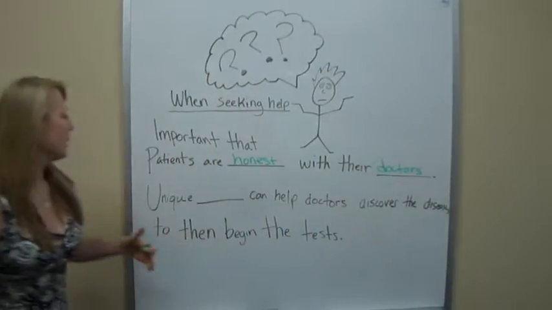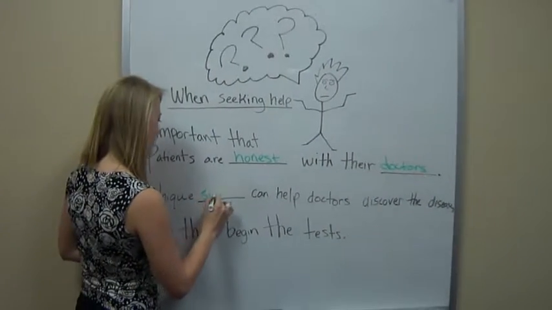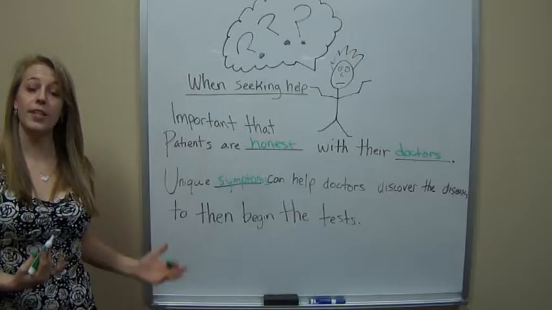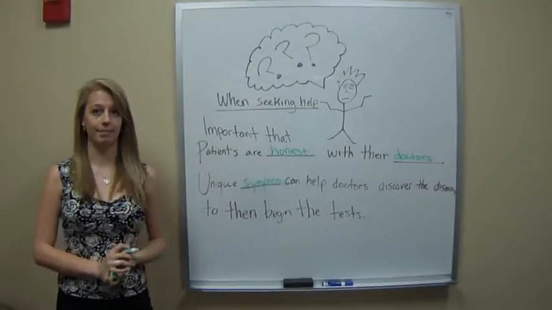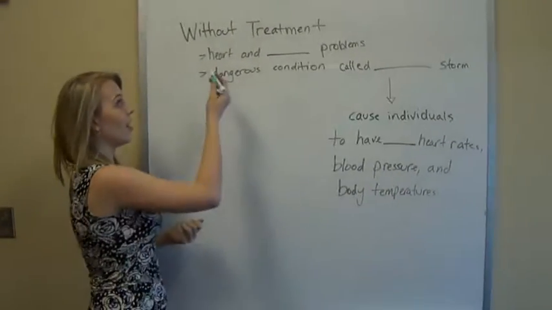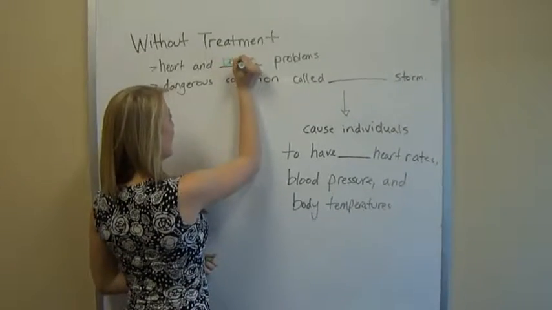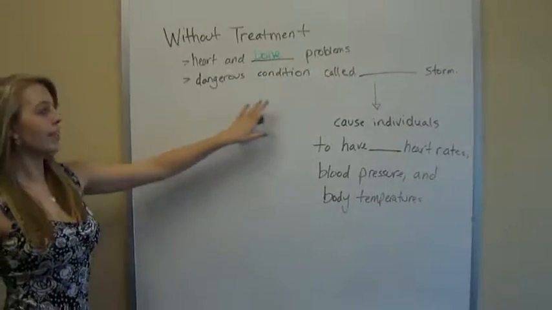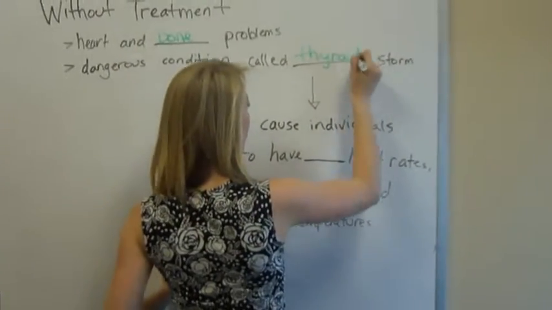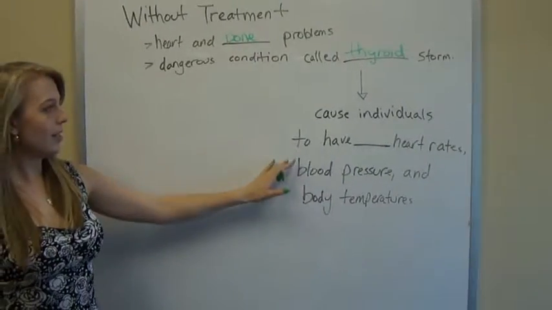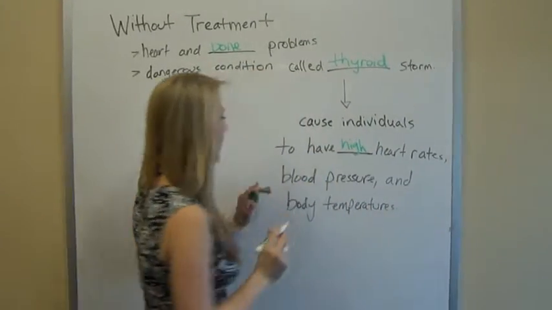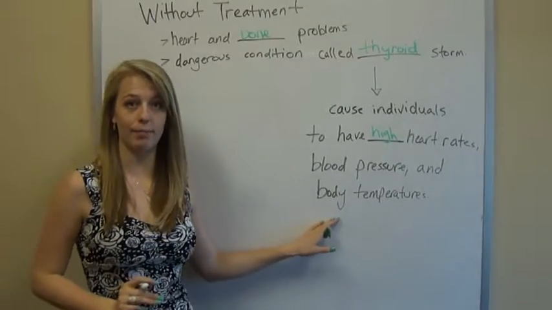about their symptoms, because their unique symptoms can help doctors discover the disease and then run the tests. Without treatment, it can cause individuals to experience heart and bone problems later in life, as well as a dangerous condition called the thyroid storm. Thyroid storm causes individuals to have very high heart rates, as well as high blood pressure and high body temperatures.